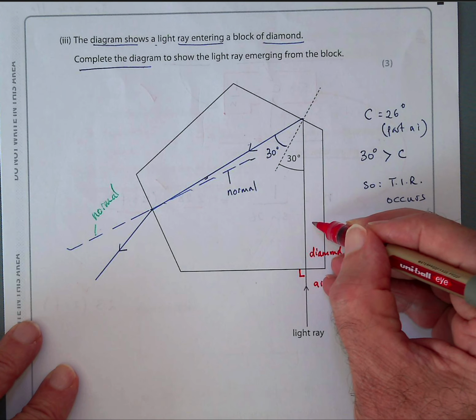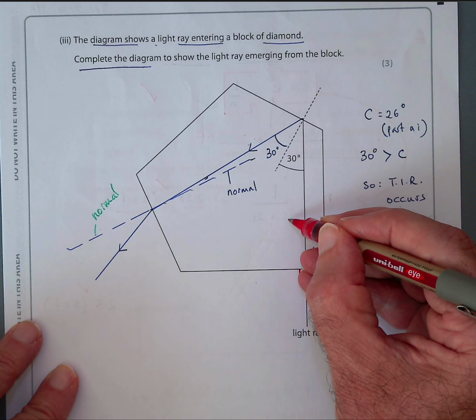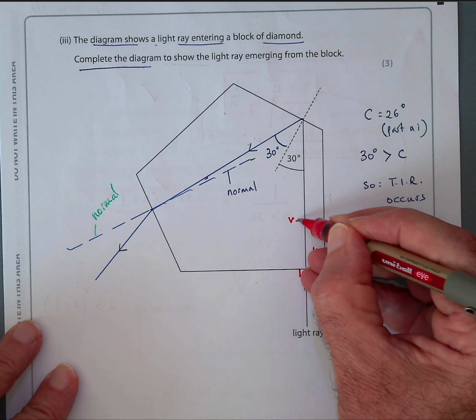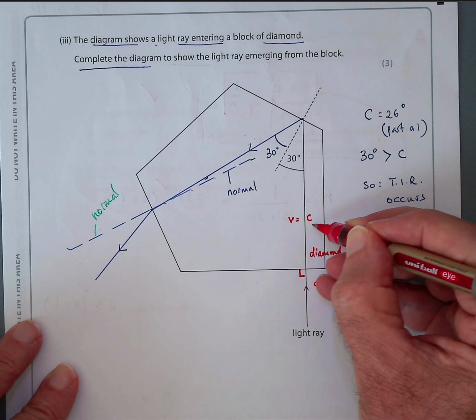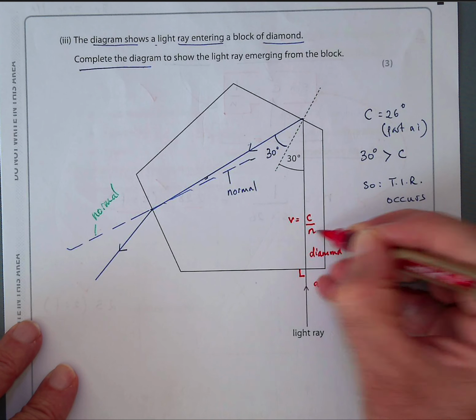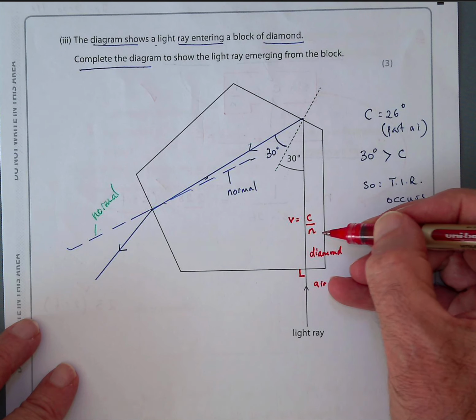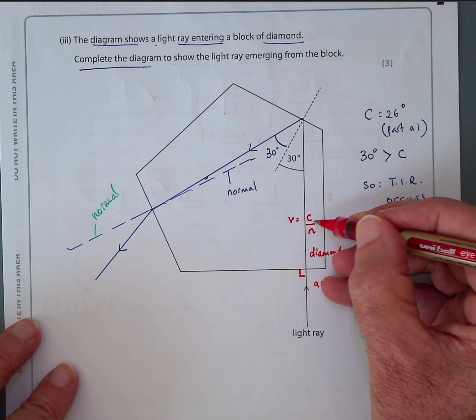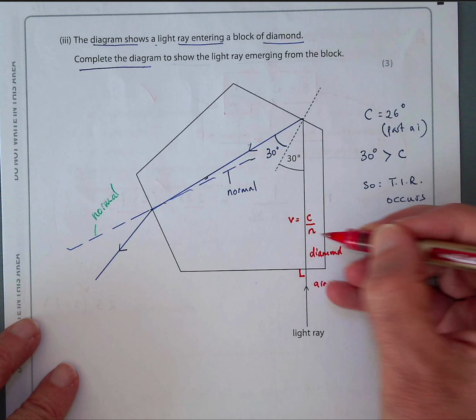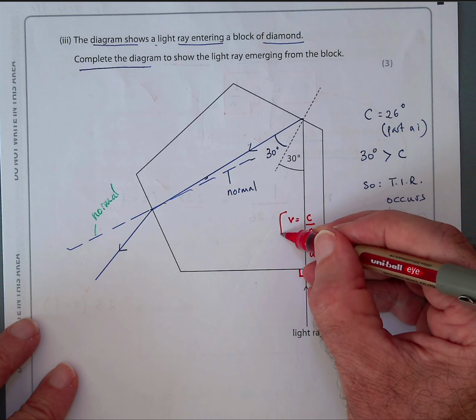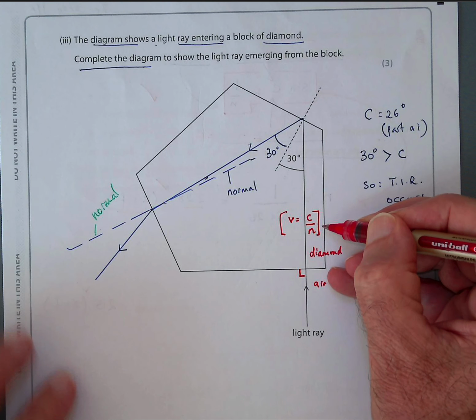The speed will slow down, and the velocity will actually be the speed of light in a vacuum divided by the refractive index. So if you remember, the refractive index was 2.3. So in the diamond, the light will slow down by 2.3 times. But you don't have to know this for this part of the question. It's just so you improve your knowledge.